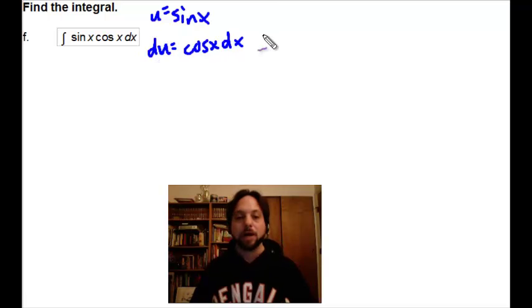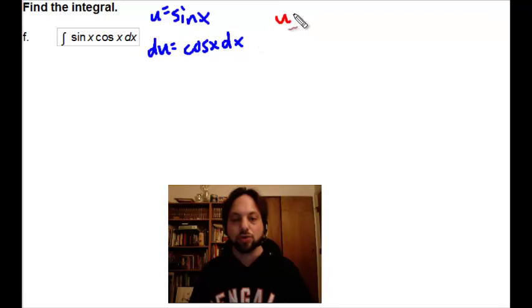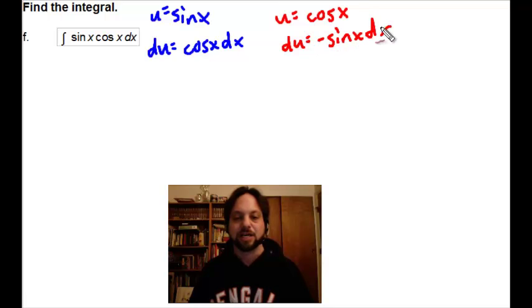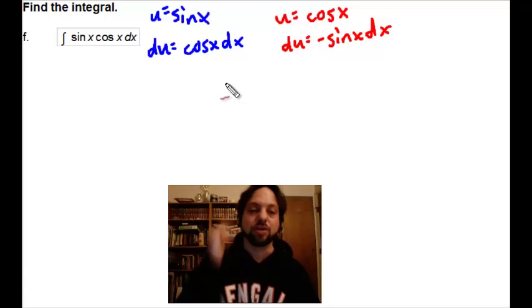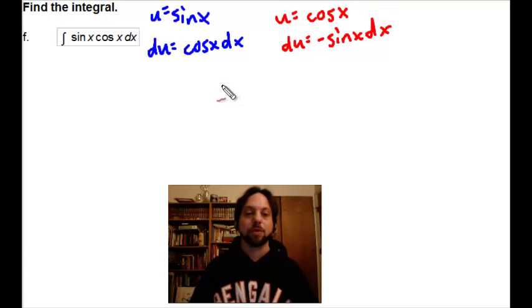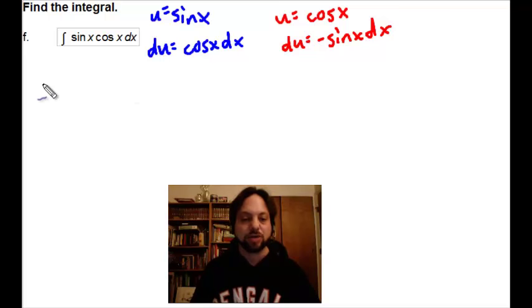See how it works. But perhaps you would like u to equal cosine x. Maybe you're one of those people. Well, if that's the case, your du will be negative sine x dx. And if that's the case, I certainly invite you to give this a shot. I'll do it both ways. Well, I've already done it both ways myself, but let's try it here.